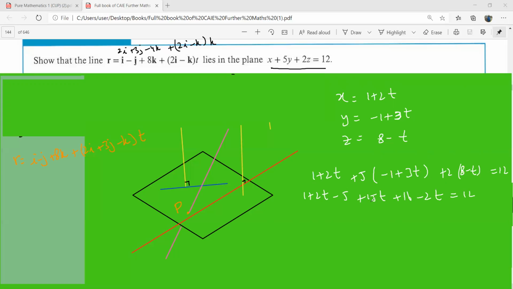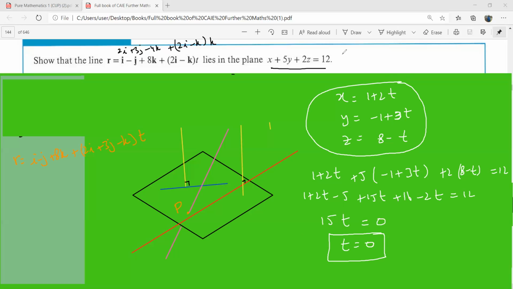Okay, 2t plus 15 is 17, and this is going to be 15t. 1 minus 5 is minus 4, and this is 12. Oh, good. So we get this equal to 0. So your t is equal to 0. We get a value of t. Okay, t is not eliminated. So if you put this t equal to 0 into here, you get that point of intersection. So your point of intersection is going to be 1, minus 1 and 8. This is the point of intersection of the line and the plane.